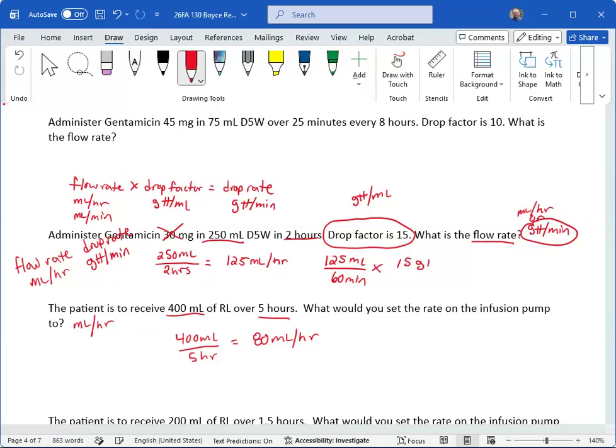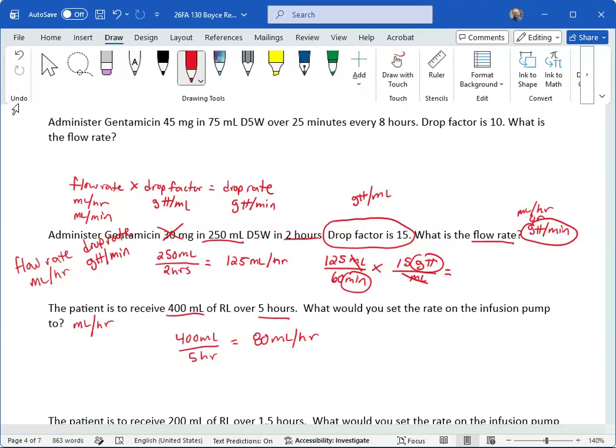My drop factor is 15 drops per ml. Remember, it may not tell you what the units are. That's why I'm writing this down. So just make sure you know that when you see drop factor, it's drops per milliliter. And then before I do any kind of math, I look at my units. Before I do any calculation, I can see that once I'm done, I have drops and I have minutes as my remaining units. And so I'm good to go.